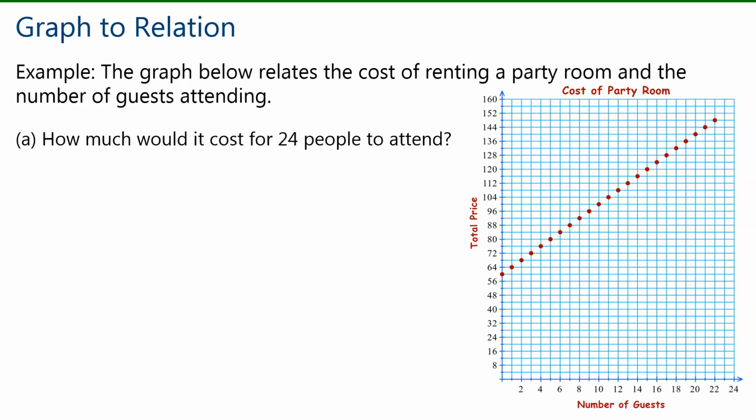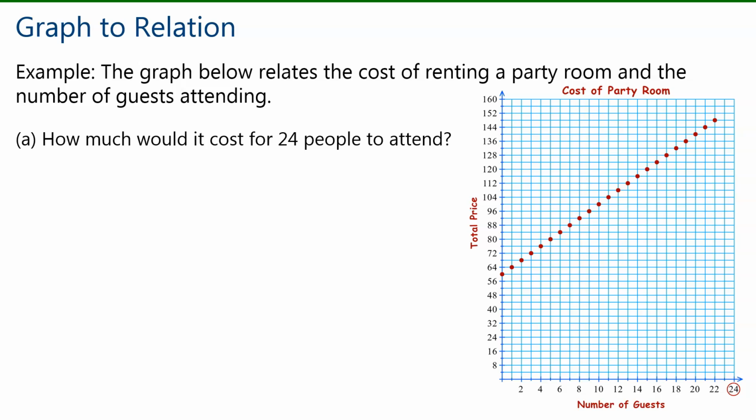So now let's see what question A asks. It says, how much would it cost for 24 people to attend? So if I look at the horizontal axis on the bottom for the number of guests, I see 24 right here. Now when I look at the points on the graph, I see that they don't quite reach 24. So let's extend the graph.